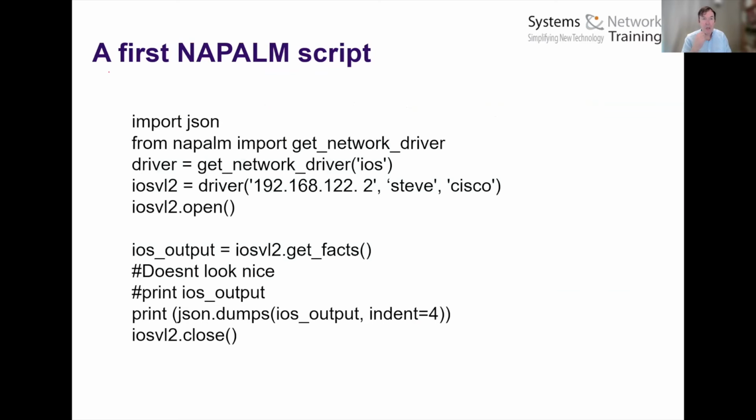Okay, here's a first NAPALM script. How do I know it's NAPALM? Here are my libraries, here are my imports, and I'm importing from napalm. I'm also importing JSON in this example. I'm using IOS in this particular case, and I'm connecting to this machine. Now, the question is what does the connection? Well, it's this line here.